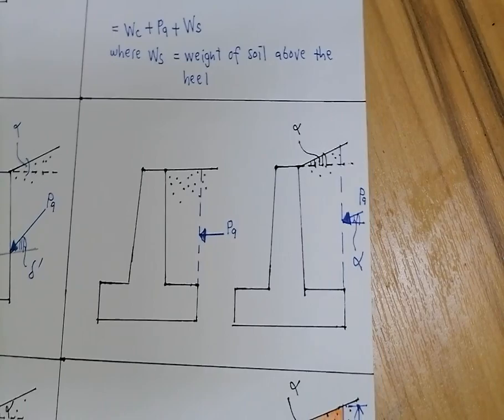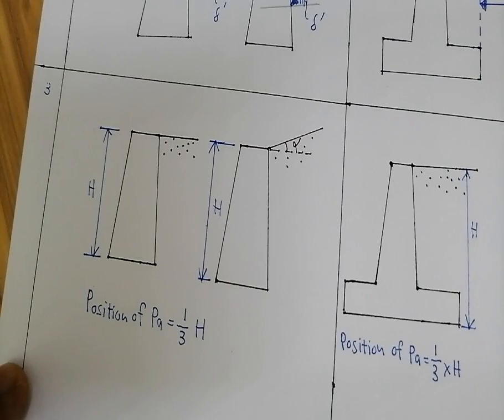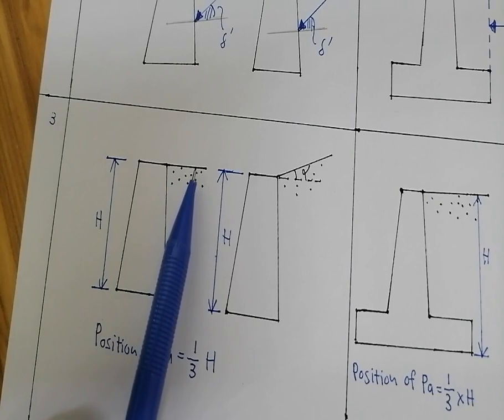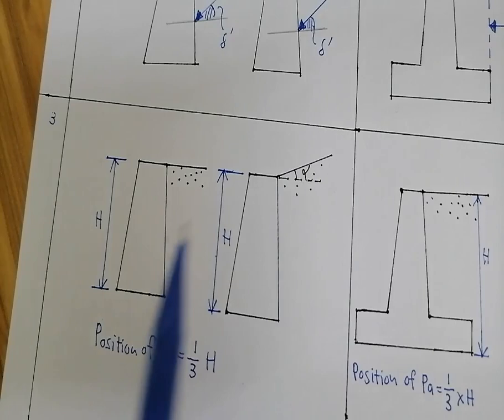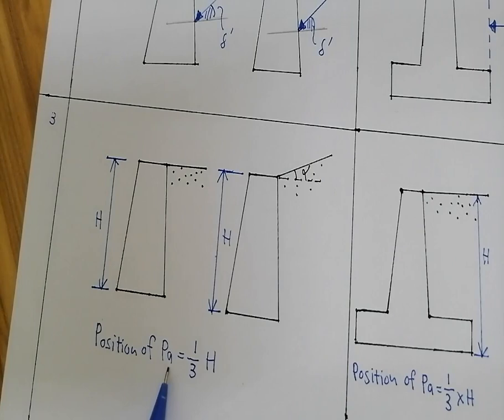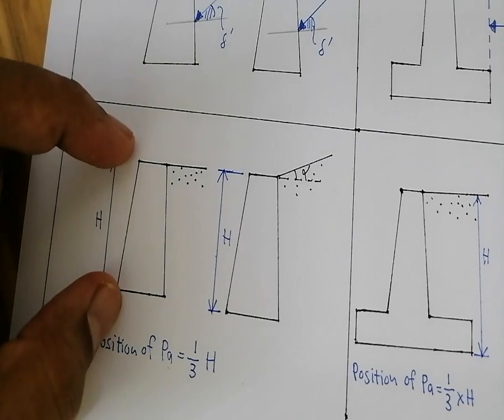And for the third one, for Coulomb, it doesn't matter whether the backfill is horizontal or with an angle. The height is just the height of the retaining wall. When you want to position your PA, it is one third from the height of your retaining wall. So this height, all right?